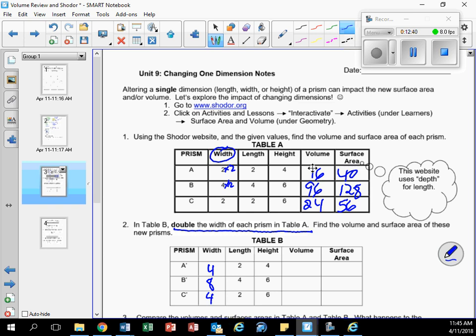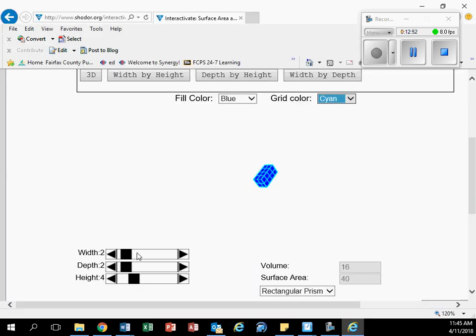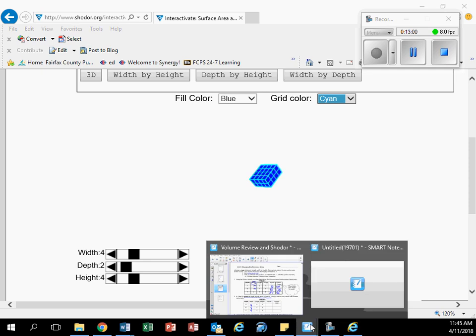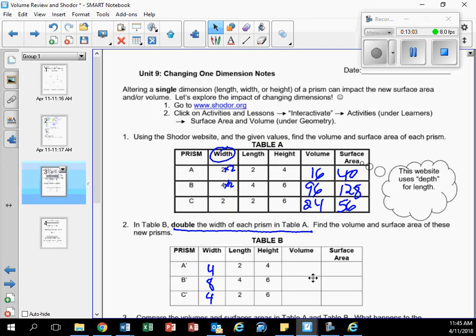Go back to Shodor, and I'll do the first one with you only. And we're going to change prism A, so it's going to be 4, 2, and 4. So let's go back to Shodor, and I believe we're at 4, 2, and 4. And look, our volume went to 32, and our surface area went to 64. So let's go back and plug those in, 32 and 64. Go ahead and press pause and fill in the other two.